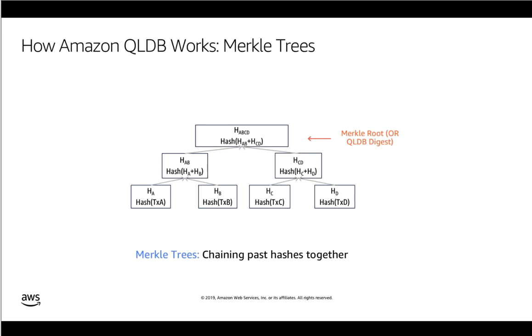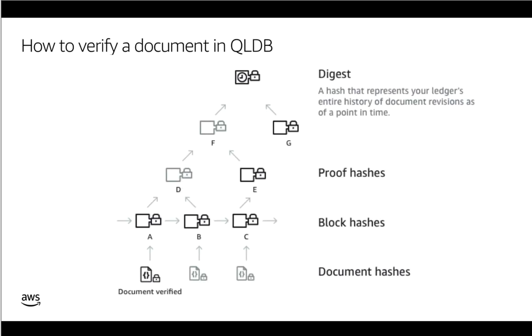Now, we have used a similar concept in QLDB. The diagram in front of you illustrates the Amazon QLDB Merkle tree implementation. And via this, we will talk about how you can verify a document in QLDB. This diagram shows a set of block hashes that roll up to the top root node, which represents the digest, or as we previously learned, a Merkle root.